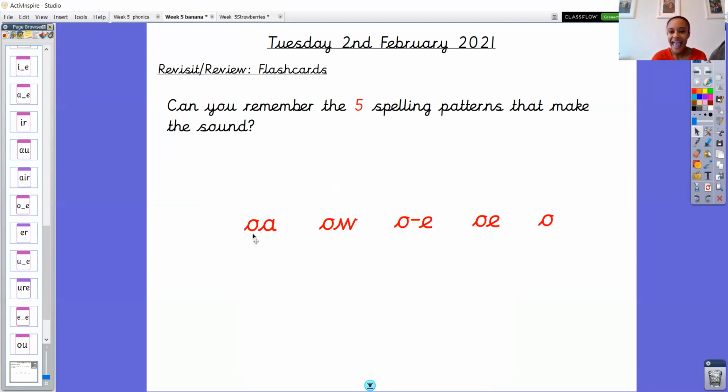Okay, so we've got O-A, which is the one we know best and comes in the middle of the word. O-W, which we know can also make the ow sound, but this one can come at the end of words. And we've got our O-E split digraph, where you can hear the sound in the middle, but the E comes on the end. We've got O-E on its own, which comes at the end of words, but is not very common. And also just an O on its own, which also comes at the end of the word. So give yourself a big pat on the back if you got all of them right.